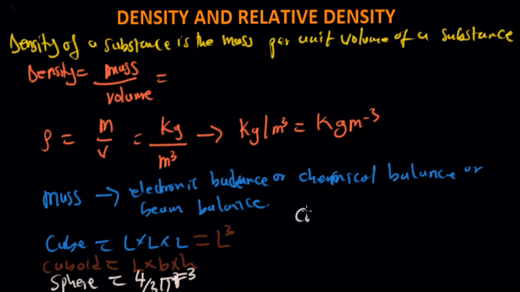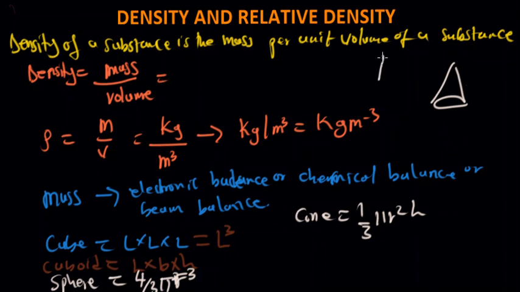That of a cone is 1/3 pi r square h, where h is the height. So this is an example of a cone. Then that of a cylinder. This is a cylinder. The formula is pi r square h.